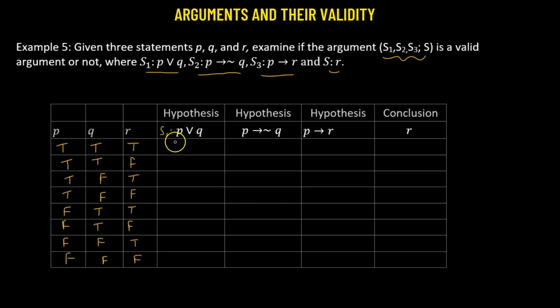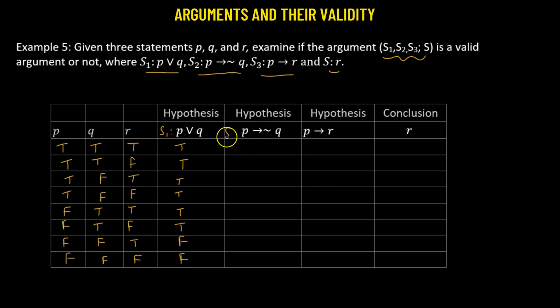Now let's come to the first hypothesis, S1. So S1 will be P or Q. This is a disjunction, so this is going to be true if at least one of them is true. So the first four rows will be true. Then we have false, true, so this is true. False, true, true, this is true as well. So we have false, false, false, false, so both of them will be false.